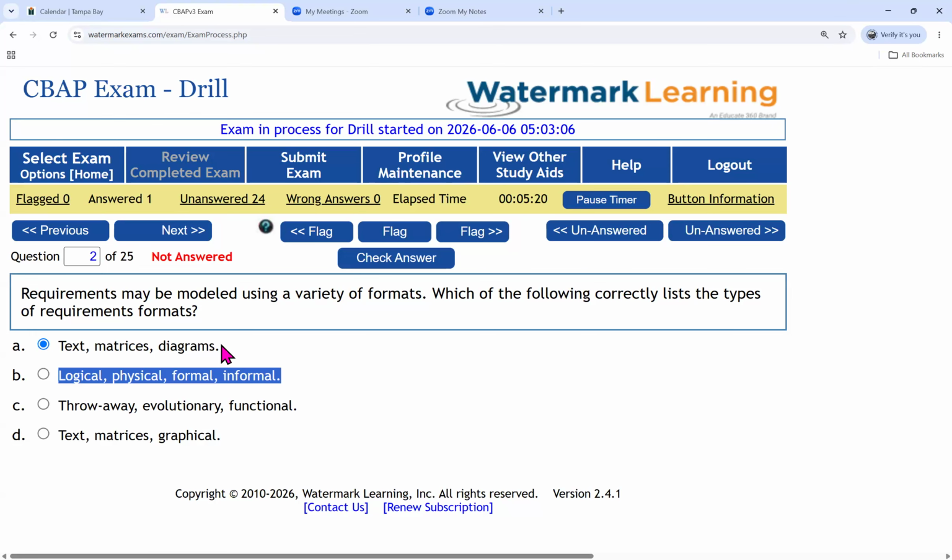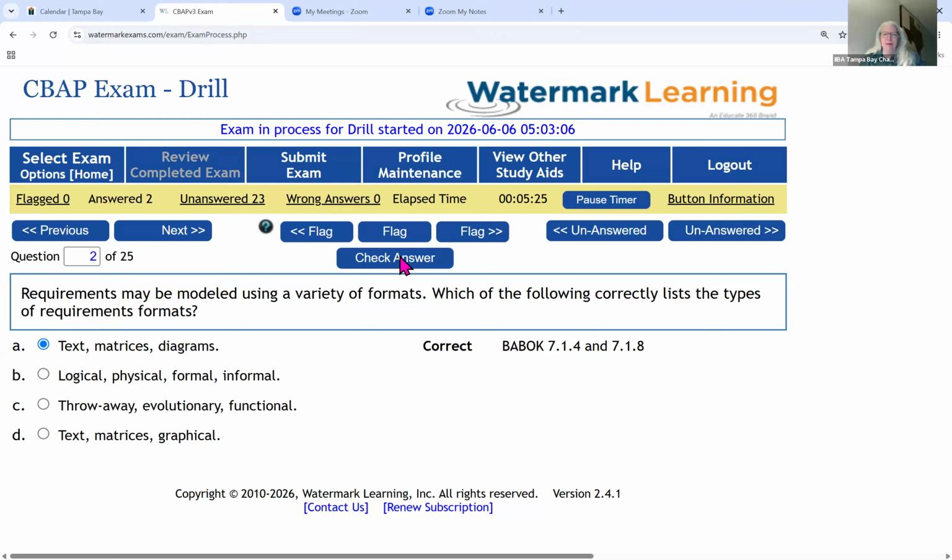Seems A. Okay, let's go with A. And you are all correct. Very good. Text, matrices and diagrams are types of requirements formats. So text is words, matrices is spreadsheets or rows and columns, and then diagrams are things like process models or context diagrams.